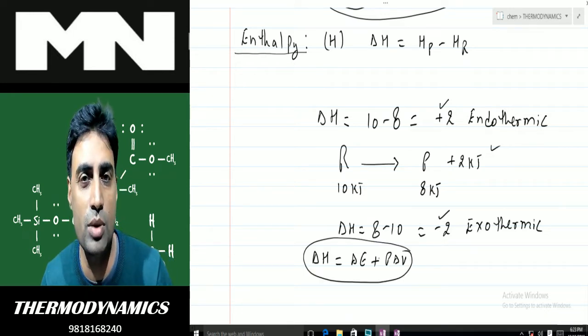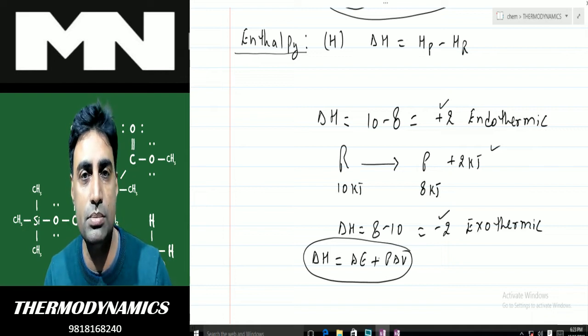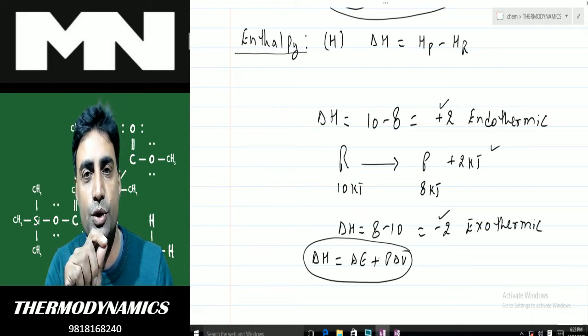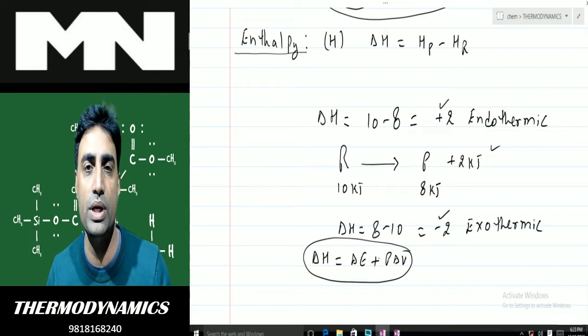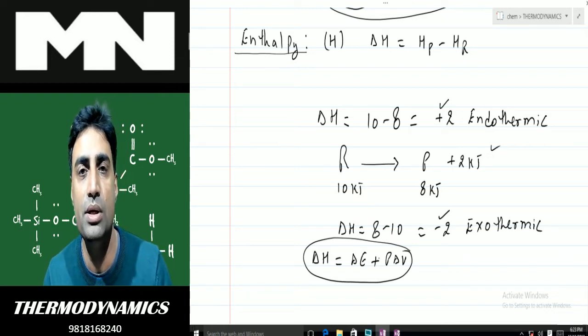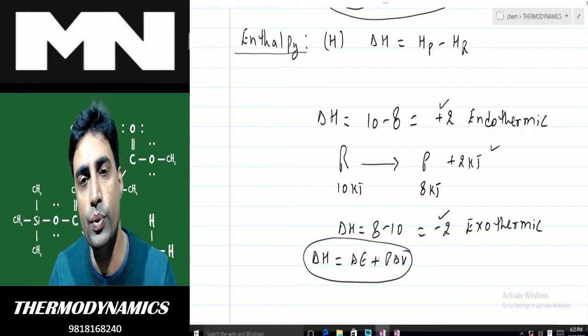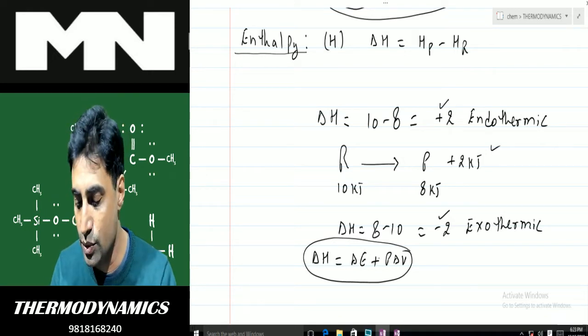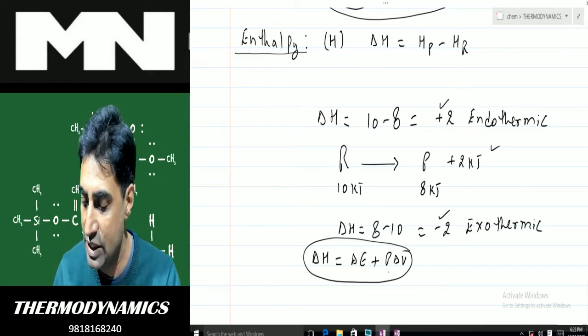That is, if a small amount of heat energy is given to a system, some part of that heat energy will be used to increase the internal energy, whereas with the rest of the part, the system is going to do the work. We know P delta V is the work done by the system. So delta H is equal to delta E plus P delta V.